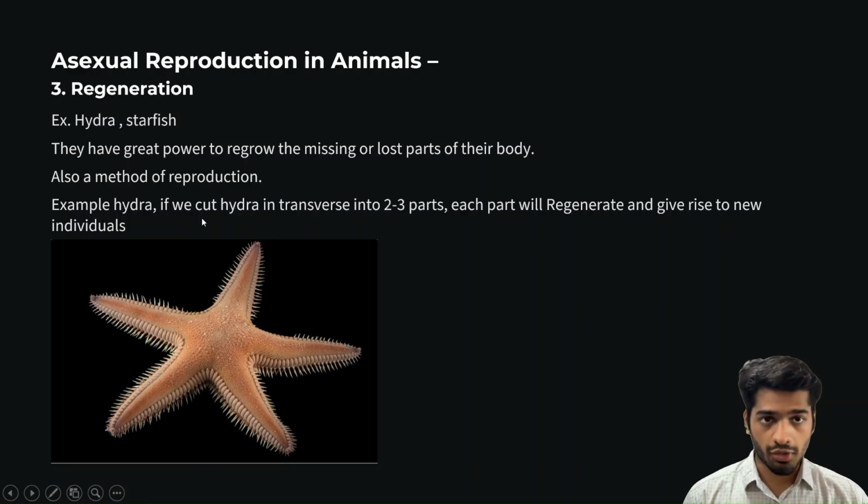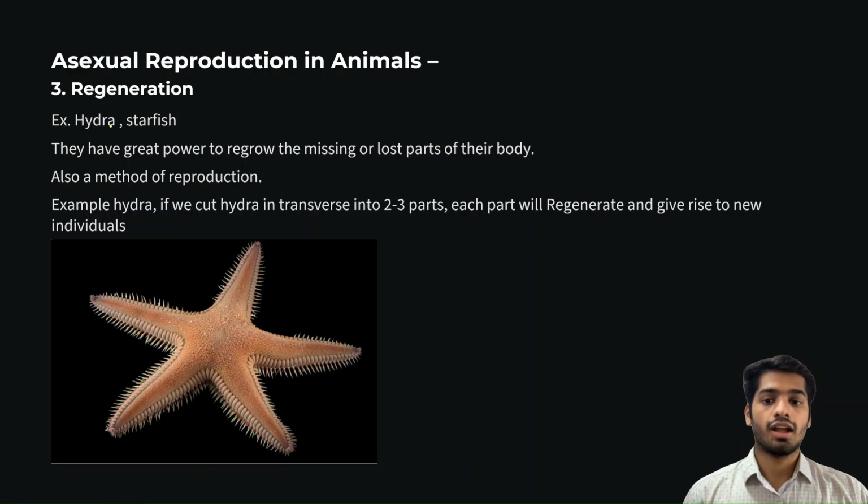The third type of reproduction is regeneration. Again, we can see there is hydra and starfish. So in this reproduction, I will give you one example related to your starfish. If you cut this part, this entire arm can be regenerated. So few animals have a very strong ability of regeneration. One of those examples is your starfish and hydra.